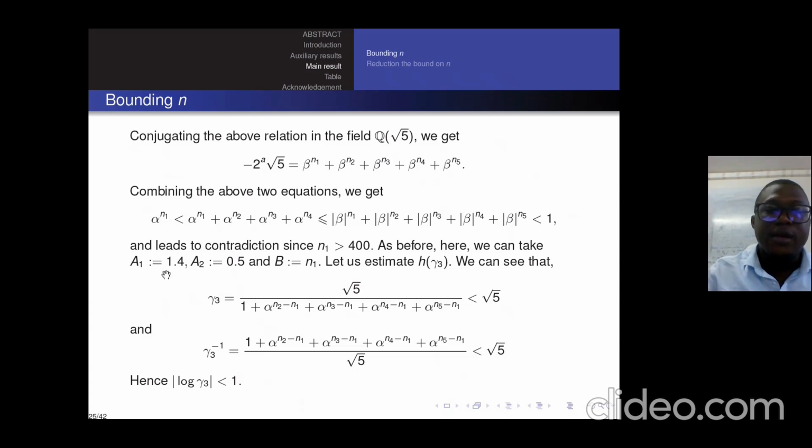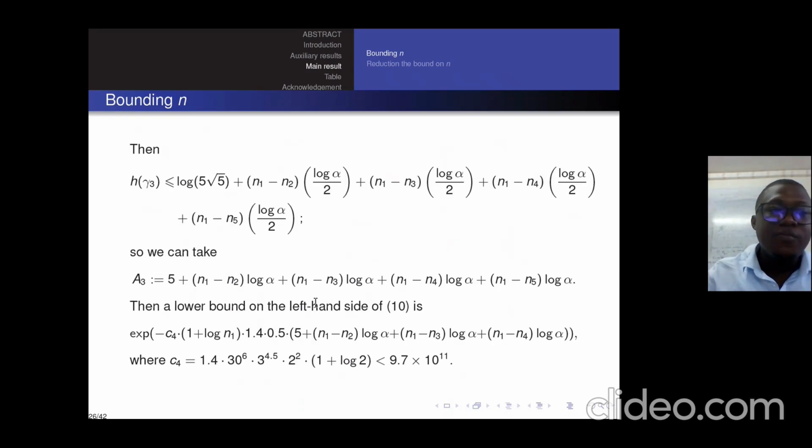We can now take A1, A2, and B, which are equal to this. When we try to estimate the logarithmic height of the algebraic number gamma 3, we can see that gamma 3 is also less than √5, and the inverse of gamma 3 will also be less than √5. Hence, the absolute value of log of gamma 3 is less than 1. Then the logarithmic height of gamma 3 will be less than or equal to this.